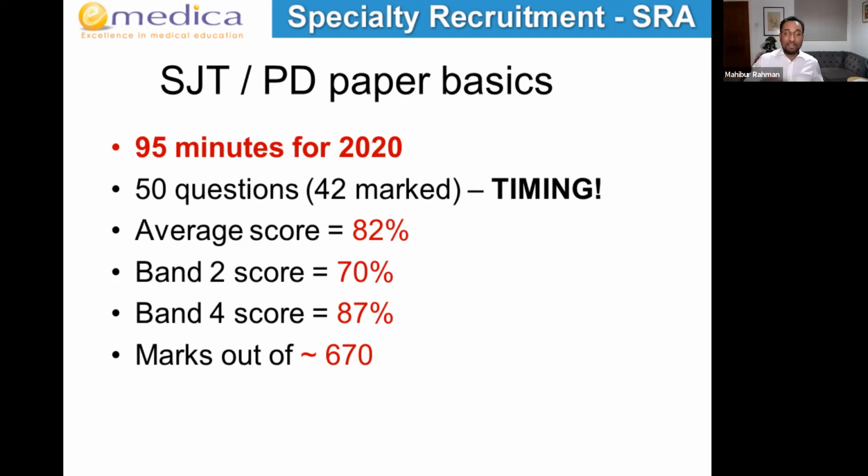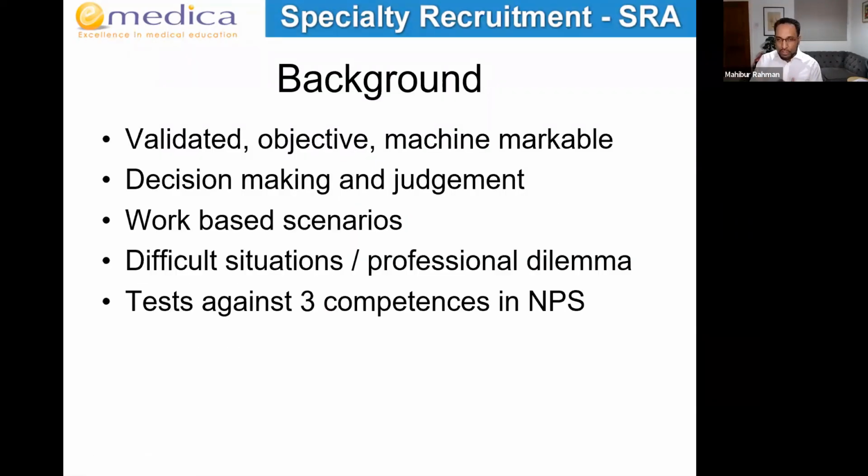So why are they using this? Because there's really good research that people that do well in the SJT will do well in the actual training. It's objective, rather than essay type questions, which are subjective, which is what they used to use before, and it's machine markable.